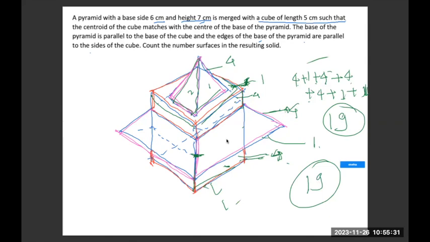Any doubts, any questions? In this case, while I was drawing earlier, I had missed the part where the centroid of the cube, which is the center of the cube, and the center of the base of the pyramid merge with each other. That's why the old diagram was wrong, and I had to redraw it. I first located the centroid of the cube, and then I drew the pyramid around it. Any doubts, any questions in this?